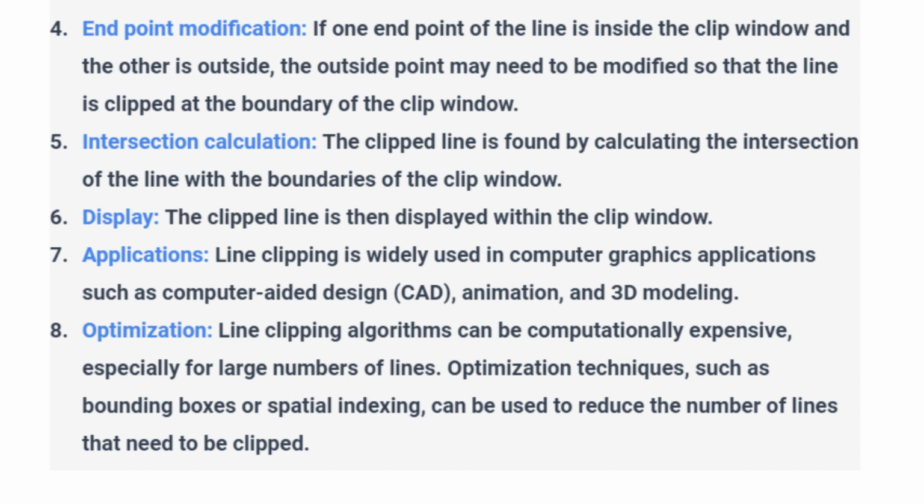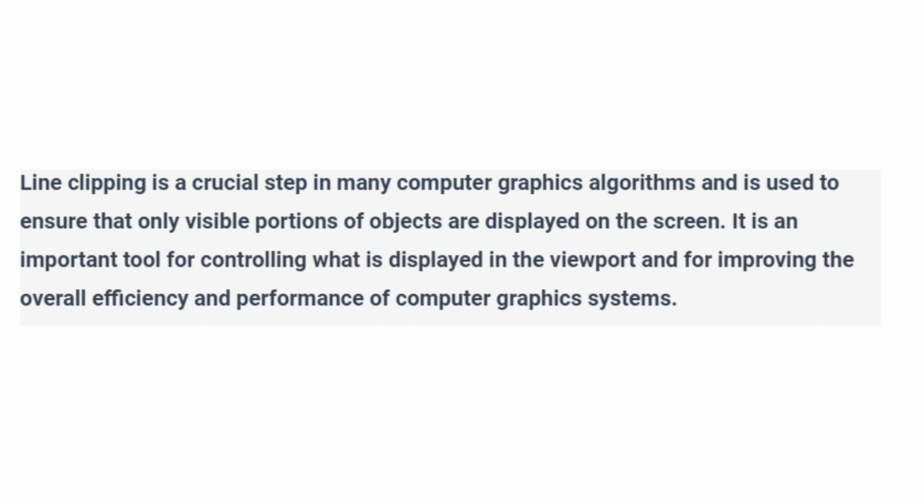to be clipped. Line clipping is a crucial step in many computer graphics algorithms and is used to ensure that only visible portions of objects are displayed on the screen. It is an important tool for controlling what is displayed in the viewport and for improving the overall efficiency and performance of computer graphics systems.